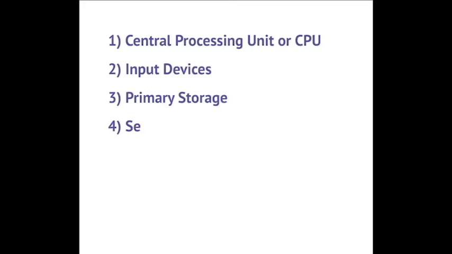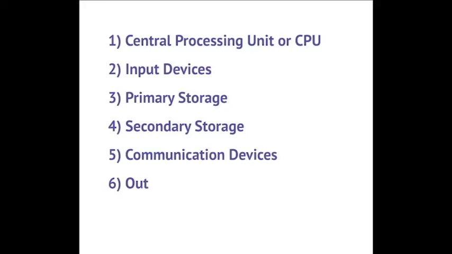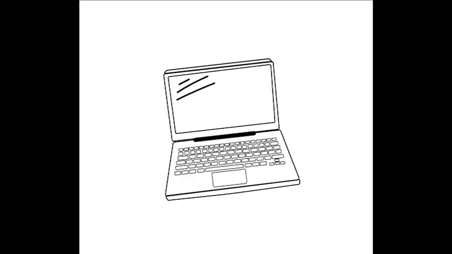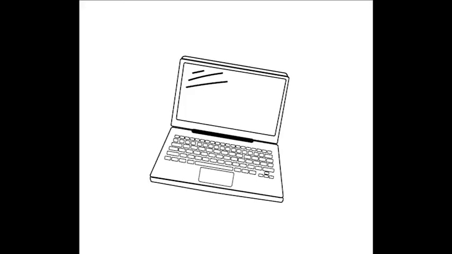Now it's your turn. Grab a piece of paper and a pen and draw the room to show the architecture of a computer. Just remember the 6 key components of the computer. 1. The central processing unit, or CPU, 2. Input devices, 3. Primary storage, 4. Secondary storage, 5. Communication devices, and 6. Output devices. Who knew learning about a computer could be so easy?